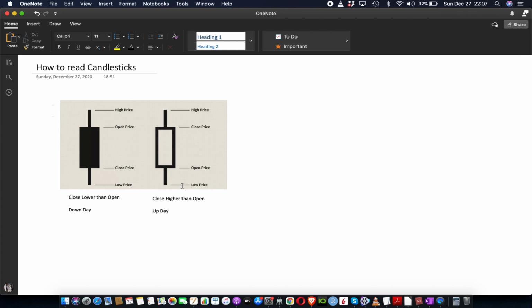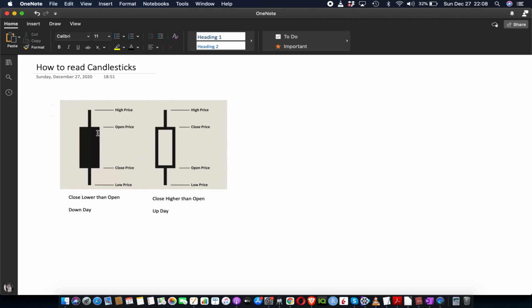Now keep in mind that you can alter these colors in your trading platform. For example, a down candle is often shaded in red instead of black. And similarly, up candles are typically shaded in green instead of white.